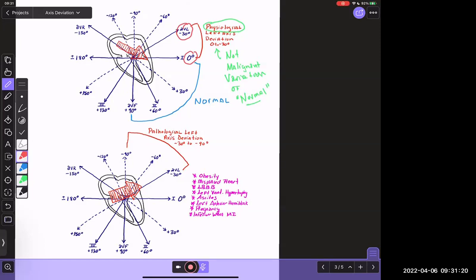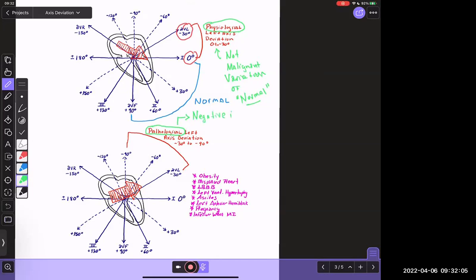we need to discuss what a pathological left axis deviation is. So if physiological is that there's a finding there, but it has no pathological consequences, no consequences on the body or the system, what does pathological mean? So pathological means that a condition exists and it is having a deleterious effect on the operation of a system.